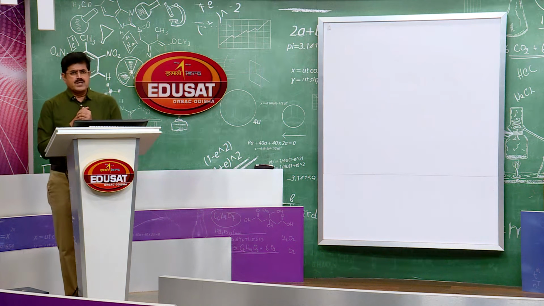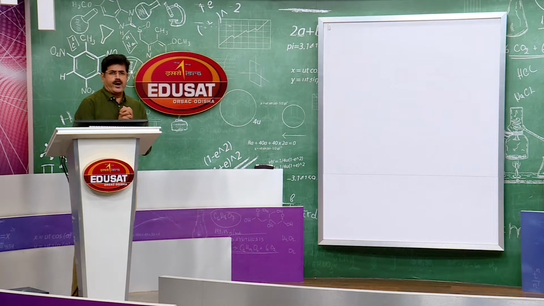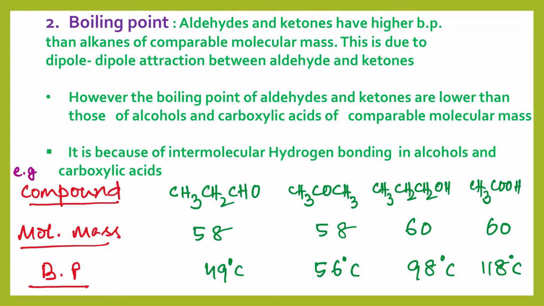The next physical property we are going to discuss is boiling point. Aldehydes and ketones possess a lower boiling point than carboxylic acids and alcohols of comparable molecular mass. I repeat, aldehydes and ketones possess a lower boiling point than carboxylic acids and alcohols of comparable molecular mass, but a higher boiling point than alkanes of comparable molecular mass. See, I have given some examples here.